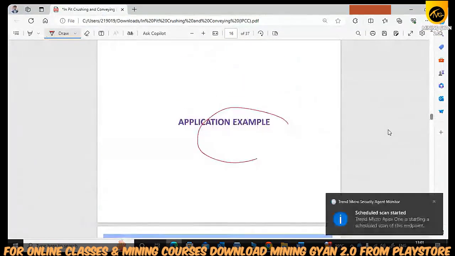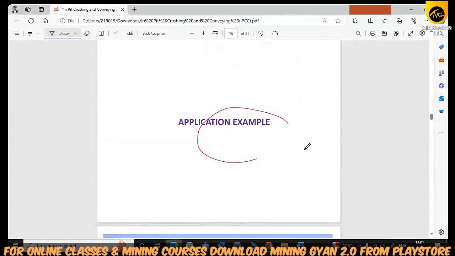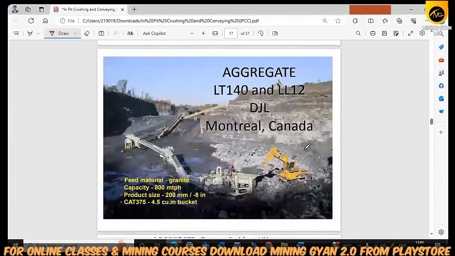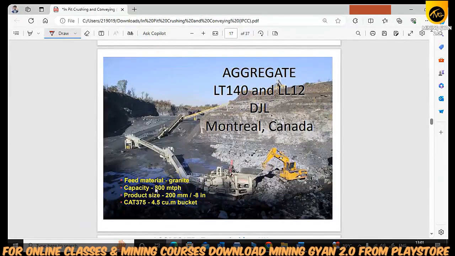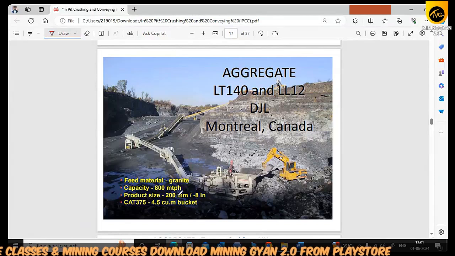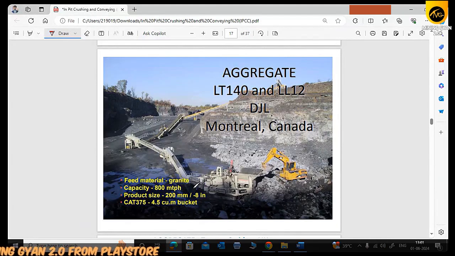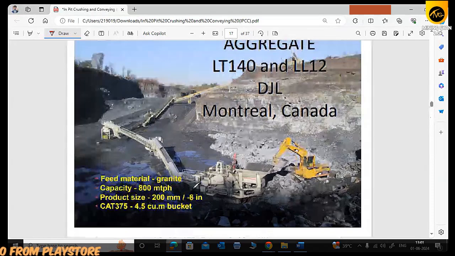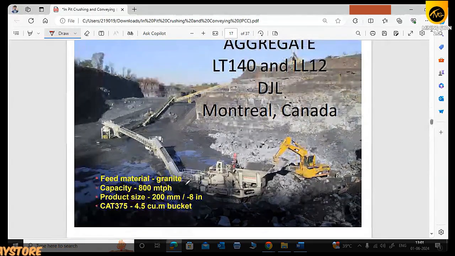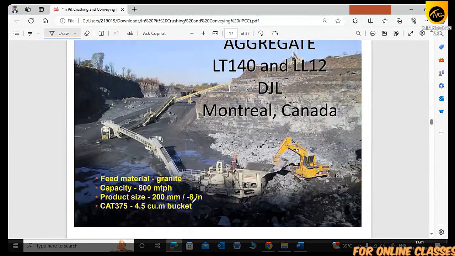So, application examples. What is the application example? You see aggregate LT 120, 140 and L 140 DC, Montreal, Canada. Here in Canada, the feed material was granite, okay, capacity is 800 metric ton per hour. It means that in 1 hour 800 tons will be crushed. So in one shift it will crush more than 6400 tons. And the product size is minus 200 mm, minus 8 inch.